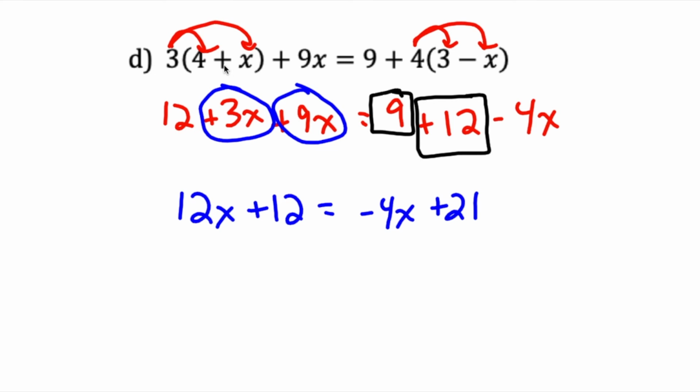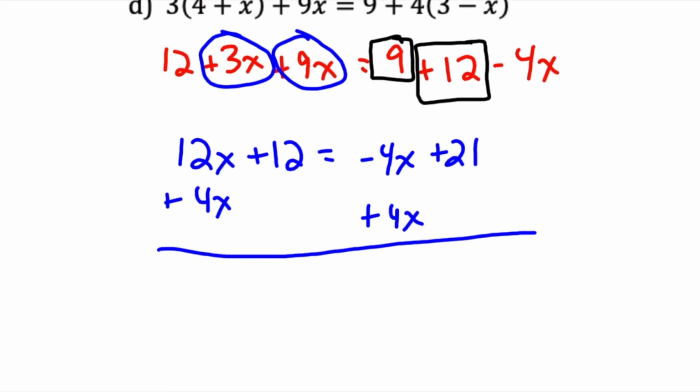Now, once I do my distributive property and I combine like terms, now I need to move variables around. So I'm going to start with this negative 4x and add that over to the other side. So add 4x over here. Okay, negative 4x plus 4x is 0. Those are gone. Over here, 12x plus 4x gives me 16x. Bring down the plus 12 equals 21.